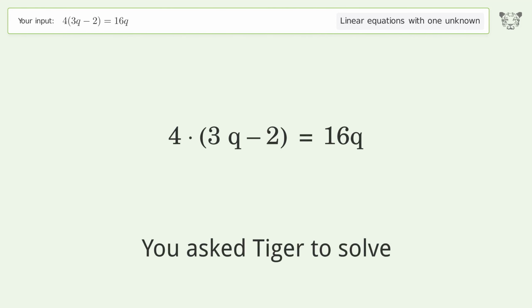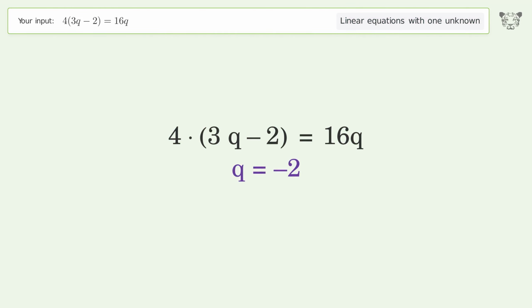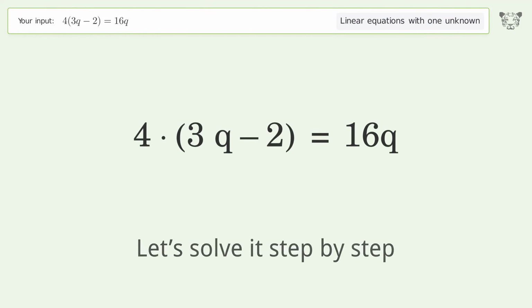You ask Tiger to solve. This deals with linear equations with one unknown. The final result is q equals -2. Let's solve it step by step.